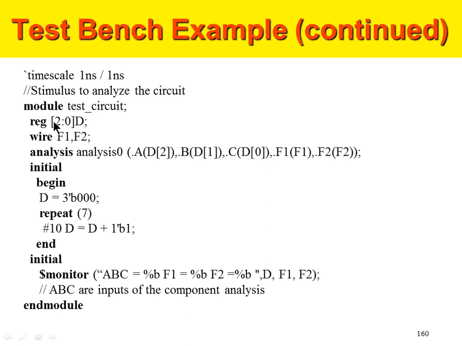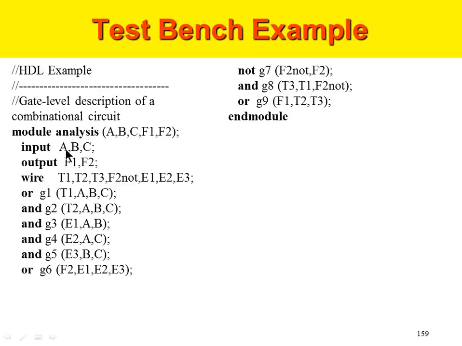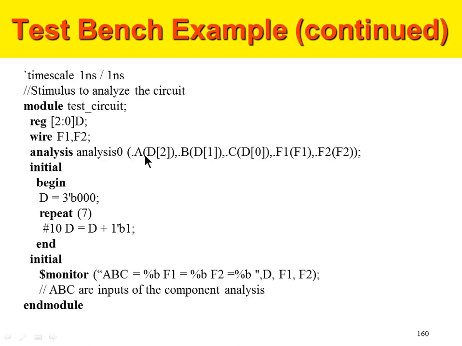There is a reg called D, 3 bits. There are wires called F1, F2. So when you do this mapping at the test bench level, there are three inputs of the design, A, B, and C. All the inputs will be mapped to local registers at the test bench level. And all the outputs coming from the design, F1 and F2, will be mapped to local wires at the test bench level. Why registers at test bench level?